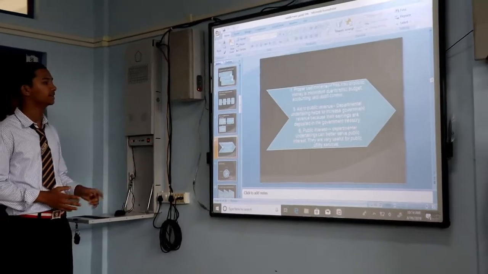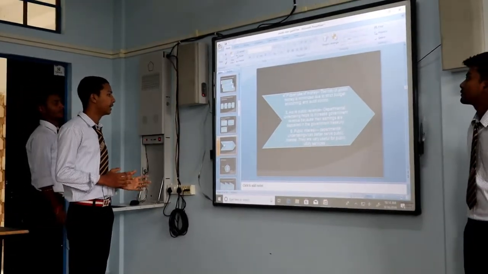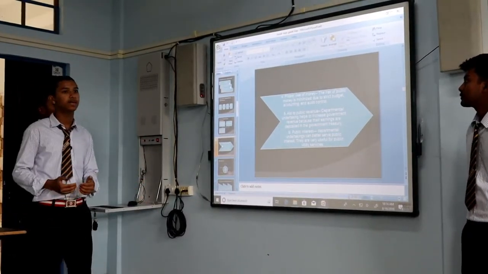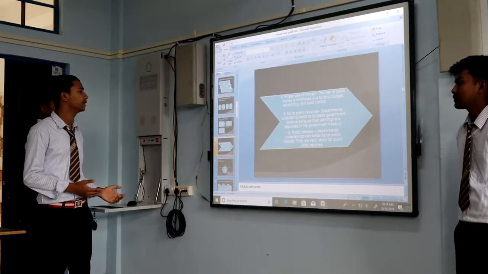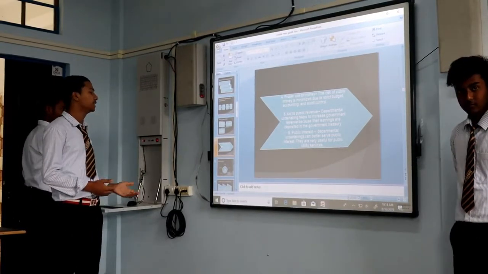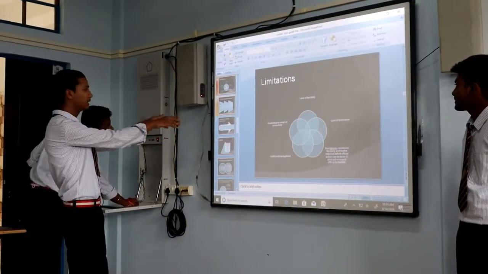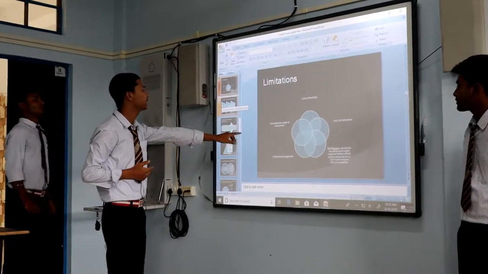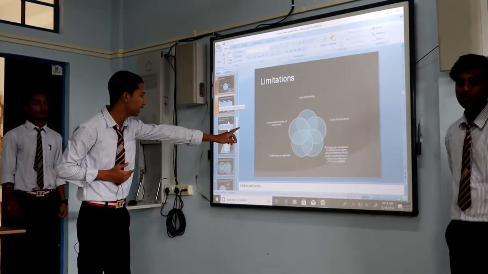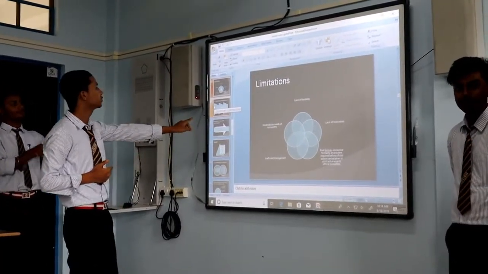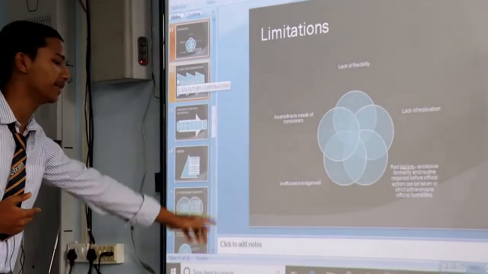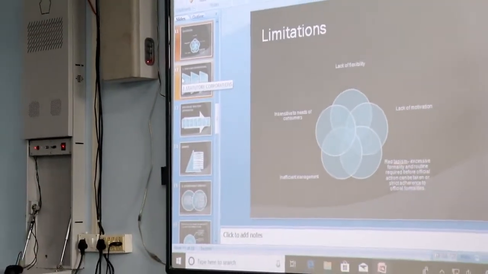Sixth one is public interest. Departmental undertakings can better serve public interest. They are very useful for public utility services. Third one is the limitations. So here is a diagram of the limitations: lack of flexibility, lack of motivation, red tapism, insensitivity to needs of consumers and inefficient management.